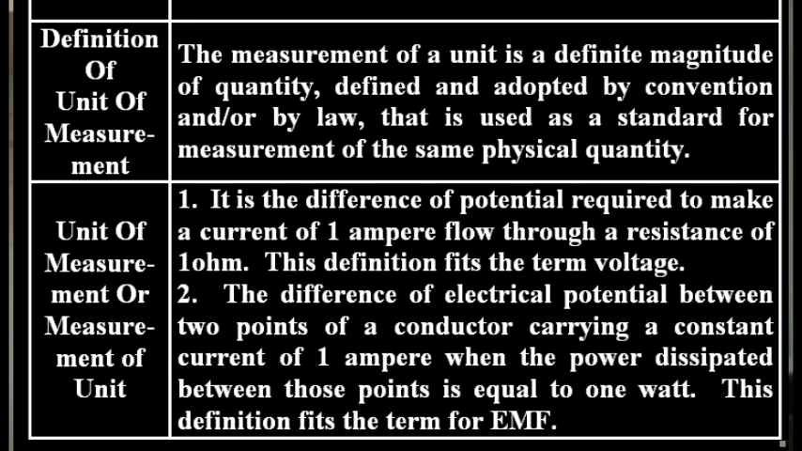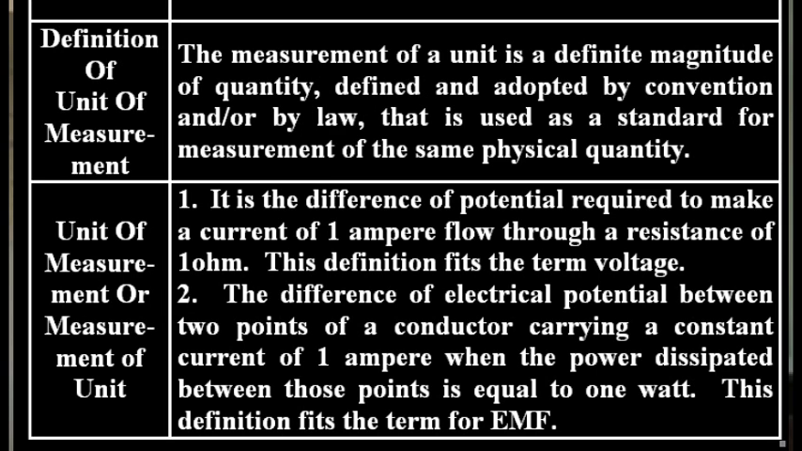So we just got done talking about the volt as being the unit. So now we're going to talk about the measurement of the unit. How do you measure 1 unit of volt? Okay, so basically what it says is it's a definite magnitude of quantity defined and adopted by convention and or by law that is used as a standard for measurement of the same physical quantity. Well, that's really nice. But what it means is it's taking a quantity and defining it as a measurement of the unit. You're defining it by coming up with a measurement for the unit. It's kind of confusing, I know, but that's what it means.